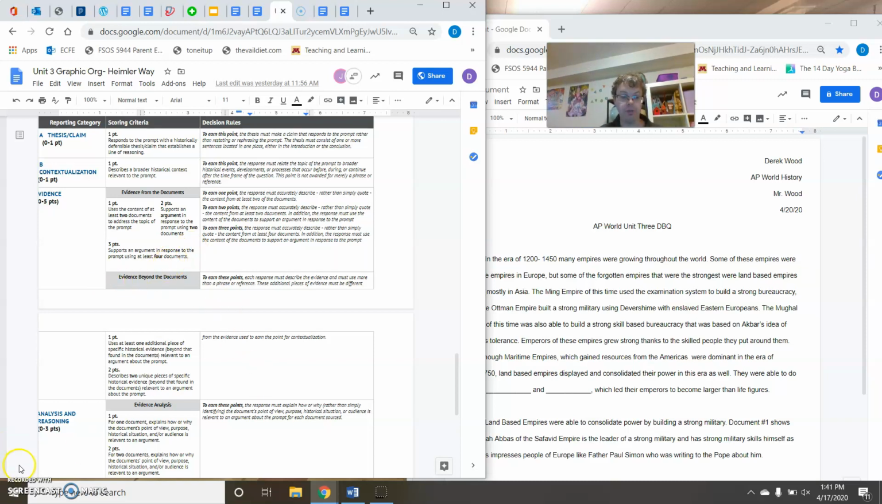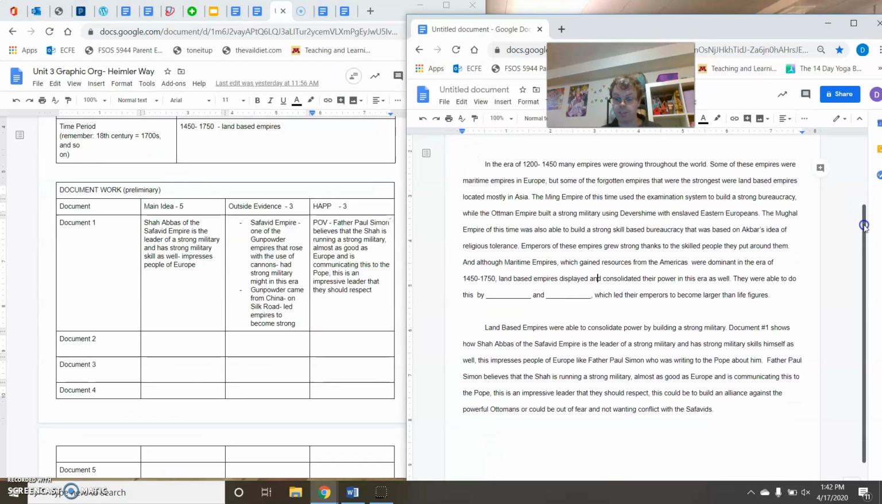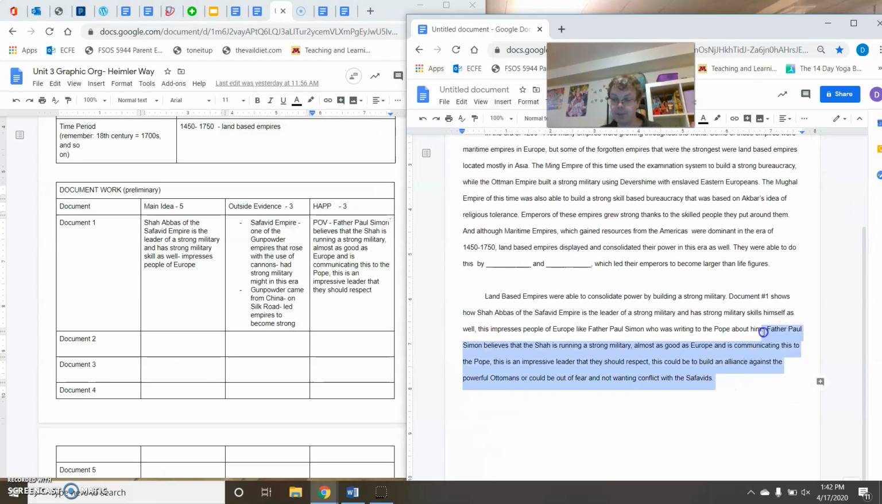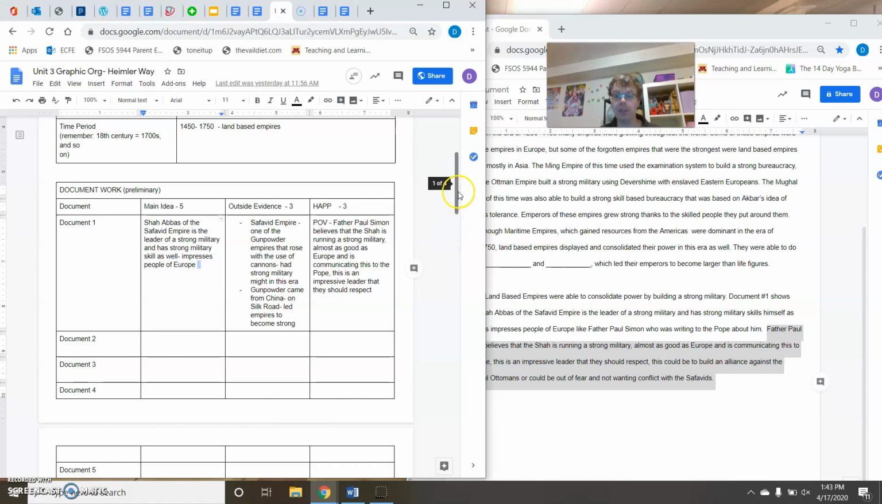All right, let me show you what I'm going to do next, and I'll explain how this works with our points. All right, so let's look at what I've added here. And this is from what I kind of wrote yesterday. Father Paul Simon believes that the Shah is running a strong military, almost as good as Europe, and is communicating this to the Pope. This is an impressive leader that they should respect. This could be to build an alliance against the powerful Ottomans, or it could be out of fear of not wanting conflict with the Safavids. I am now giving point of view, potentially audience even here, on my HAP steps. So I have the main idea, ding.